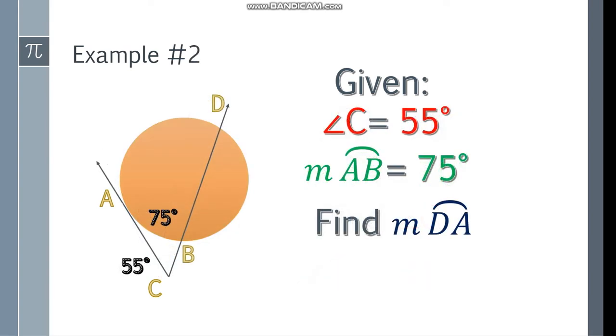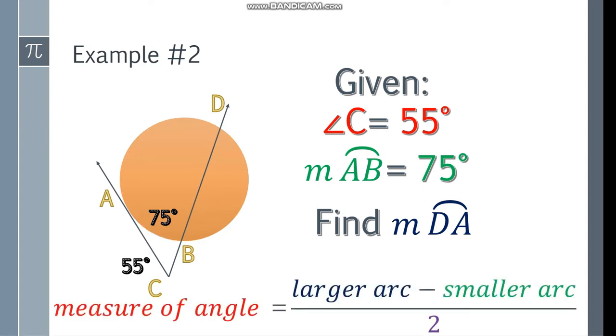Example number 2. So, we have a given, ang angle C naman natin ang binigay. That will be 55, at ang smaller arc mo ay 75 degrees. Pinapahanap sa atin yung larger arc, which is arc DA. So, para makuha yan, measure of angle is equal to larger arc minus smaller arc, divide mo ng 2.